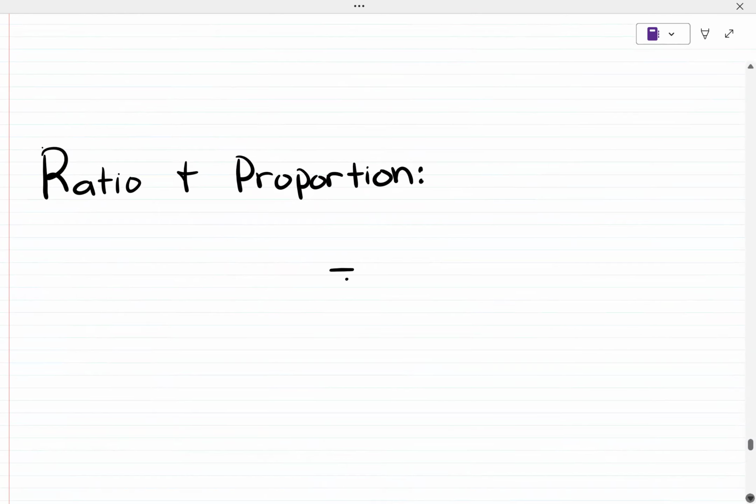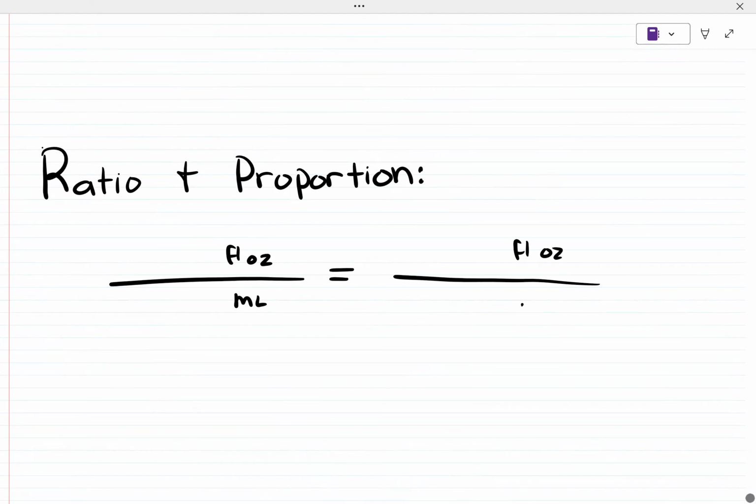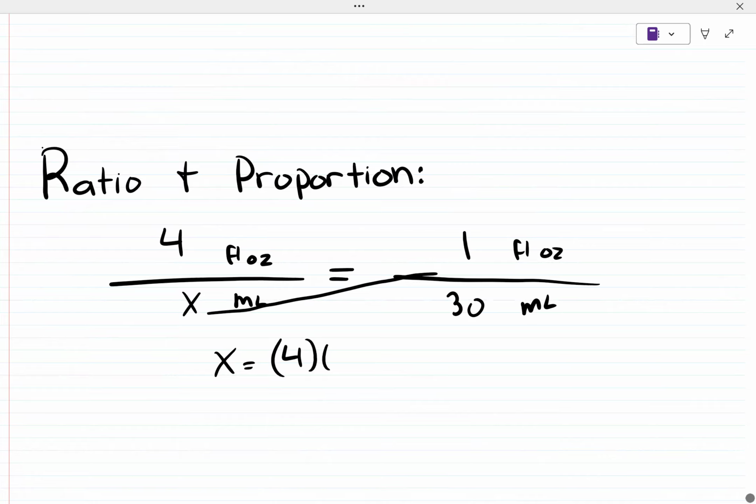Okay, ratio and proportion. So fraction, you could put fluid ounce on the top and milliliters on the bottom, fluid ounce on the top, milliliters on the bottom. So for 4 fluid ounce, there's an X amount of milliliters we don't know. And then from the chart, 1 fluid ounce is 30 milliliters. Cross multiply, so 1 times X is X, and this is 4 times 30. That's 120 milliliters.